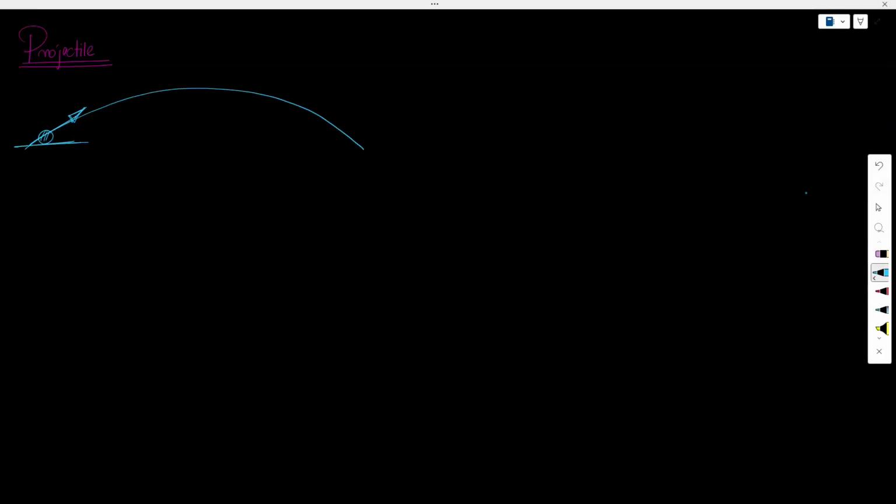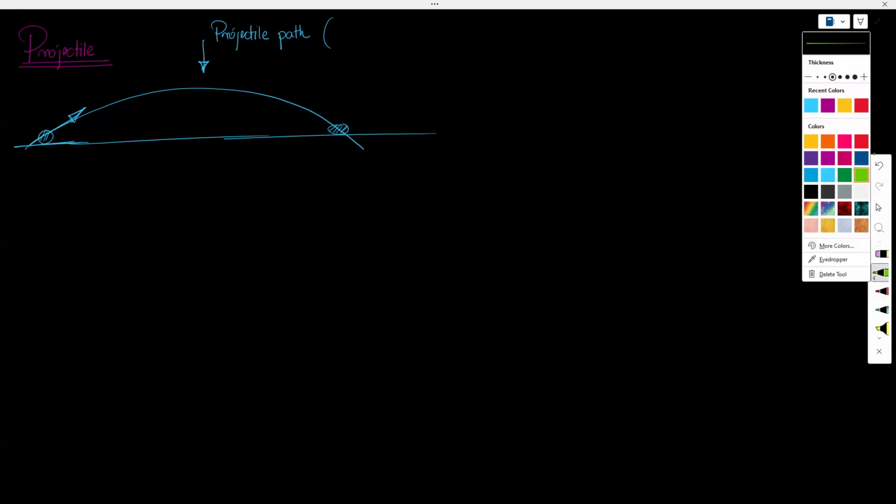If you assume that this is the ground level, it is going to hit the ground somewhere there, right? So this type of motion is what we call a projectile, and we call this path a projectile path. And to be specific, this is going to be a quadratic equation. Let's not worry about that, but understand that it is a projectile path and it is symmetric about the highest point. Right?